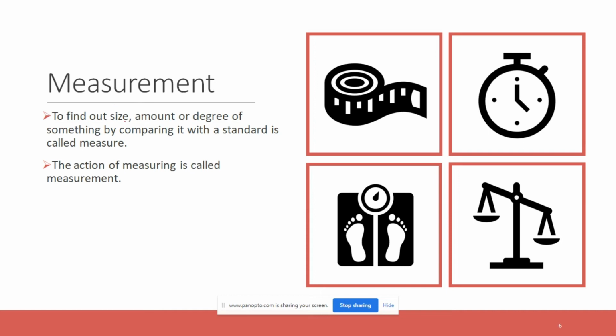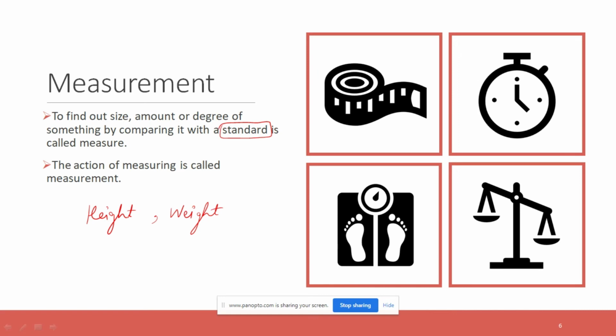Measurement means to find out the size, amount or degree of something by comparing it with a standard. This standard is very important, and the action of measuring is called measurement. So basically, to measure means to know the amount or the size or the degree of something. When you hear this word measurement, I think in your mind you might think about your height, or some of you might be thinking about your weight, right?